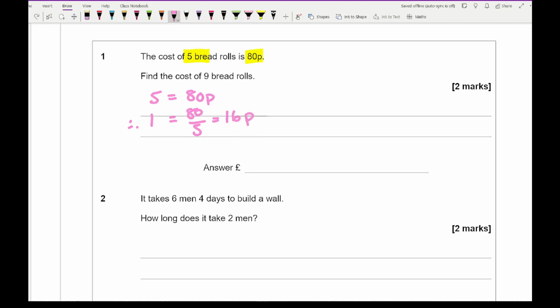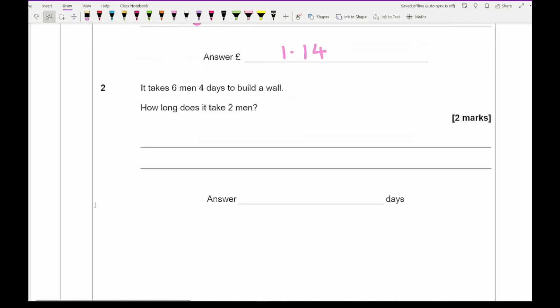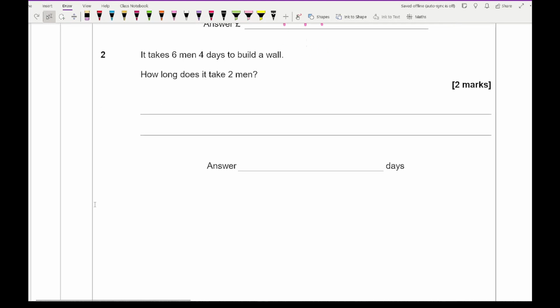So then all we need to do is 9 times 16 pence, or 0.16 times 9, or 16 times 9. Any of those calculations where you're working in pounds or pence, but you should have an answer in pounds of £1.14. Then for question 2, it says it takes 6 men 4 days to build a wall.